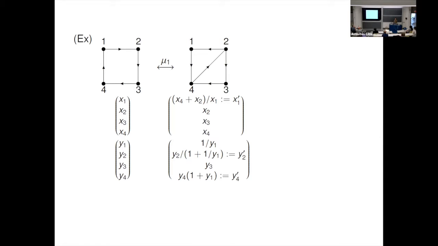The previous formula for mutation is interpreted in the following way. First we reverse all arrows related to vertex one. So these two arrows become these two. And next, for a pair such that one arrow is coming into vertex one and one is outgoing from one, for such a pair, we add this arrow to make an oriented triangle like this. And we do this for all pairs related to vertex one. In this case, we have only one pair. So we finish this operation and we add the remaining untouched arrows. So this is the resulting quiver, the mutation. And X and Y variables are changed like this.